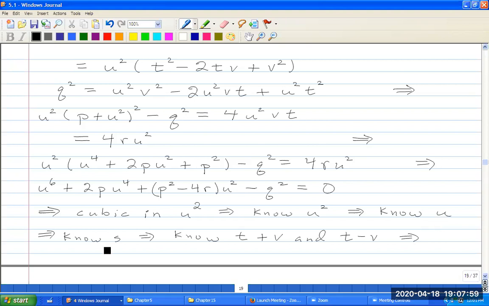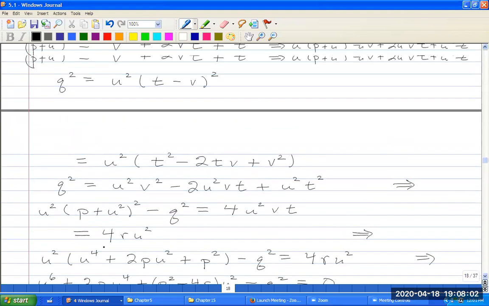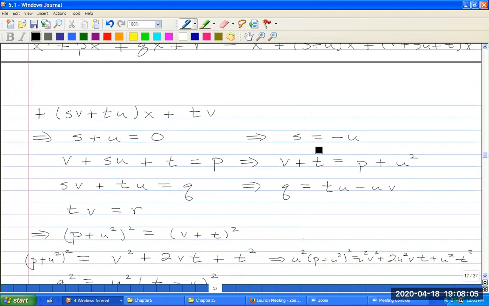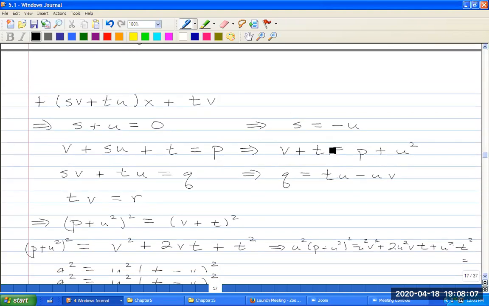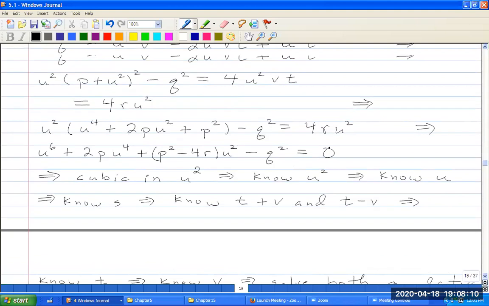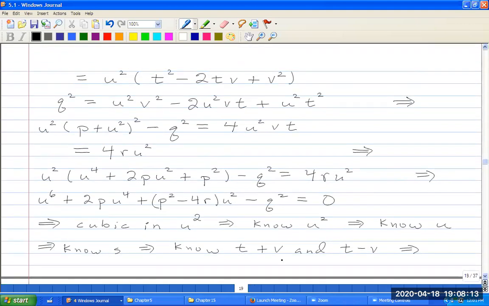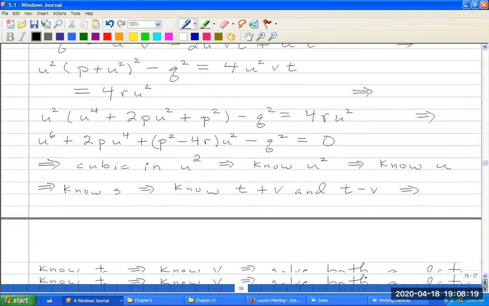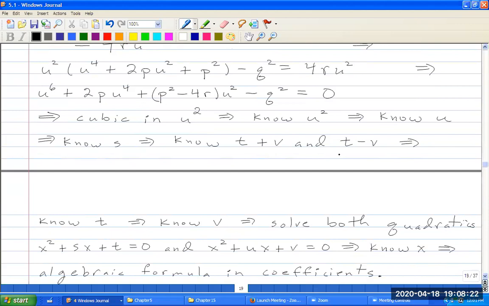But since I know what u is, I know s. And since I know s, then I know what t plus v is and t minus v. So that means I know what t is. And what t is, I know what v is. And so you then solve both of these quadratics. And from here, you can take one of the solutions and you know what x is.